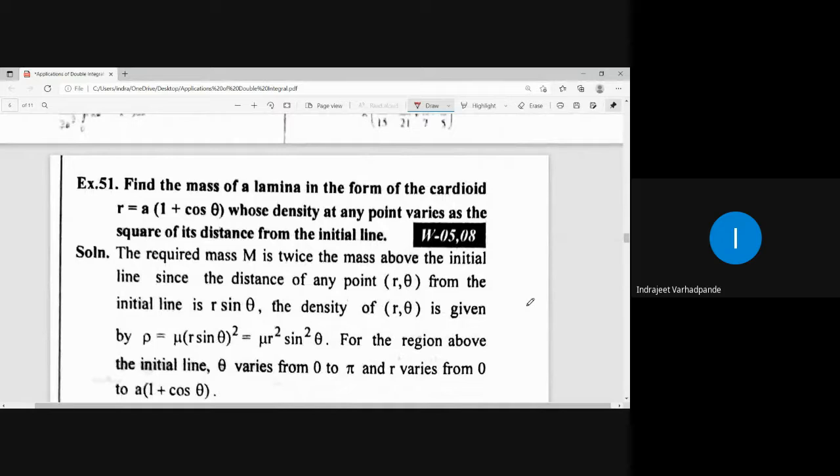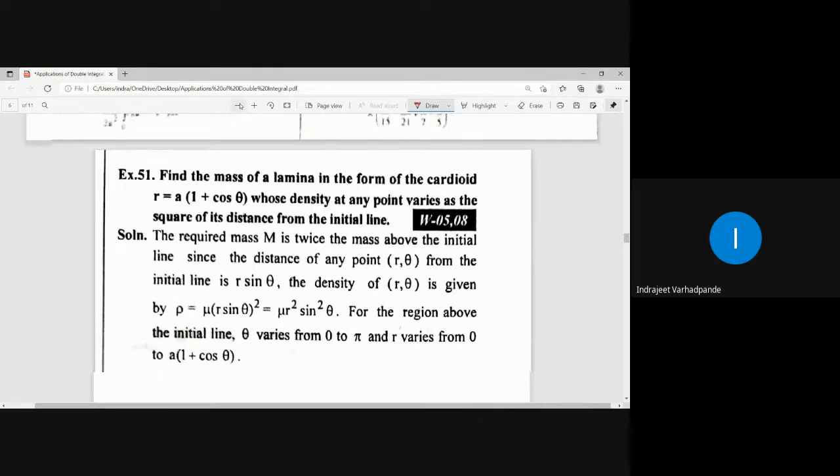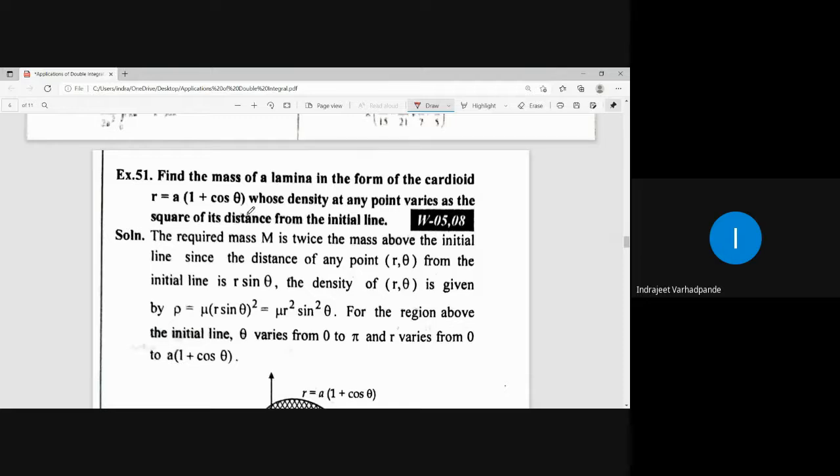But now we can switch over to the problems wherein we come across polar coordinates. Find the mass of a lamina in the form of a cardioid r equal to a into 1 plus cos theta, whose density at any point varies as the square of its distance from the initial line. See, this is a bit of a twisting one. Here the cardioid is given, but the density is not provided.